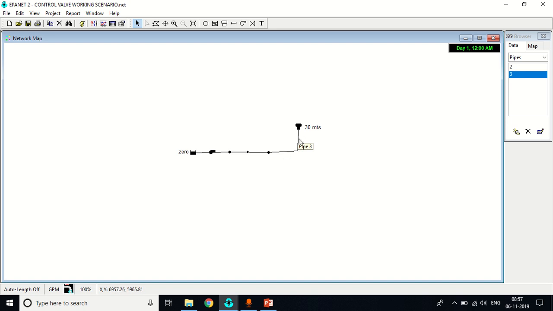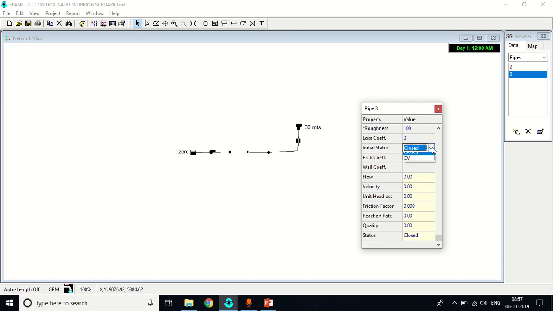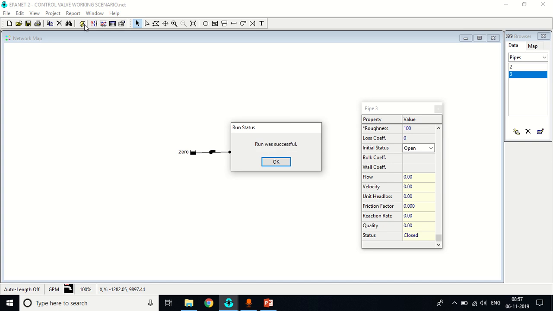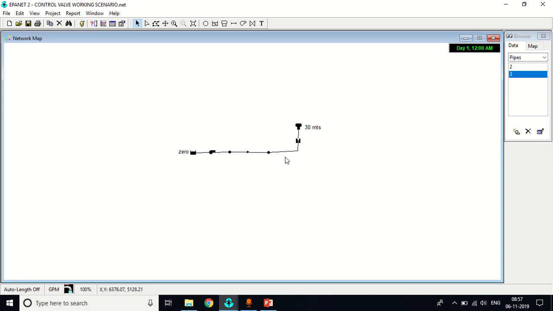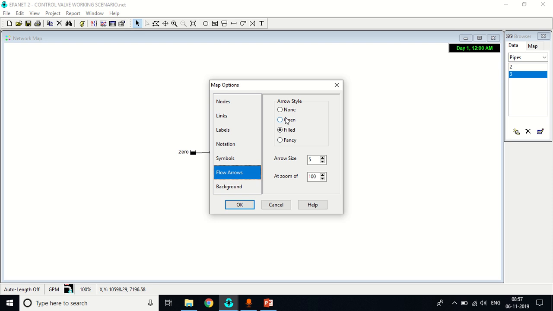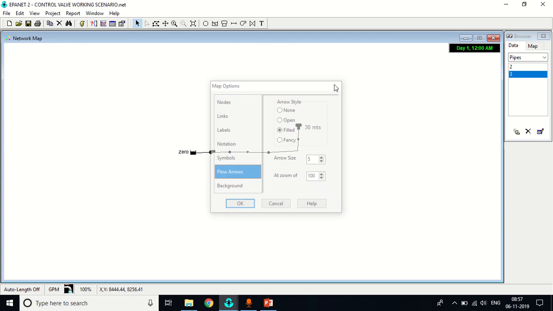Okay, again if I open the pipe, you can see the run is successful and you can see the flow arrow. That means the pipe status is open. So for bigger networks, you don't have to check each and every pipe. You can clearly identify with the help of the flow arrows. Okay, I hope you are getting where I have got these flow arrows. Flow arrows: filled, fancy, whatever is suitable for you.